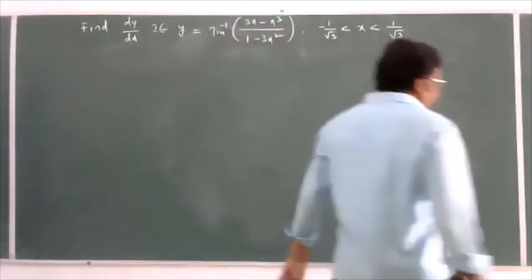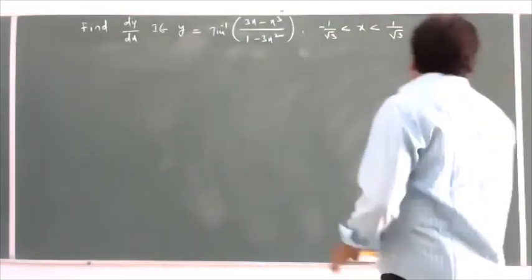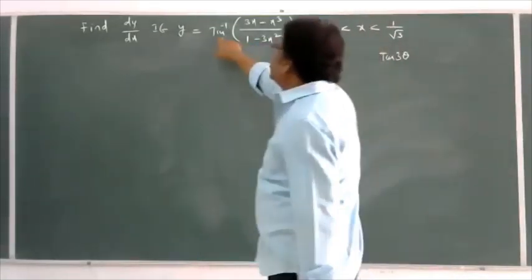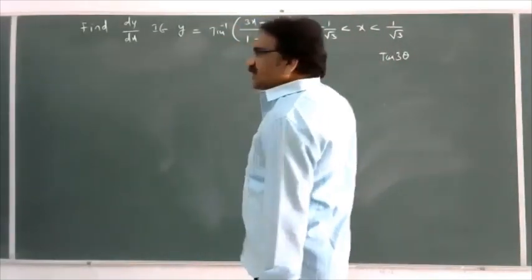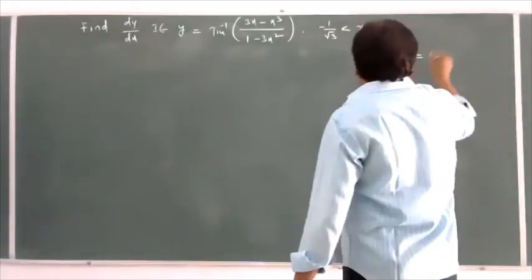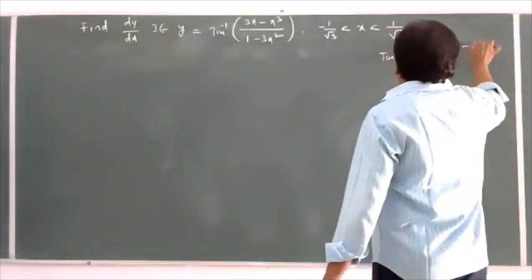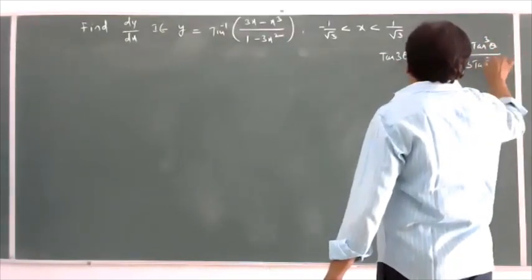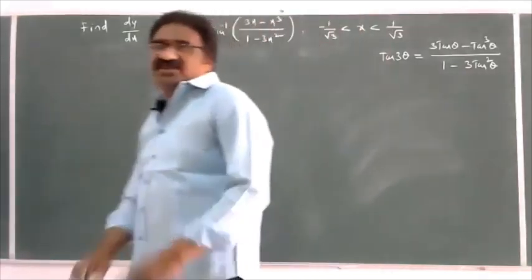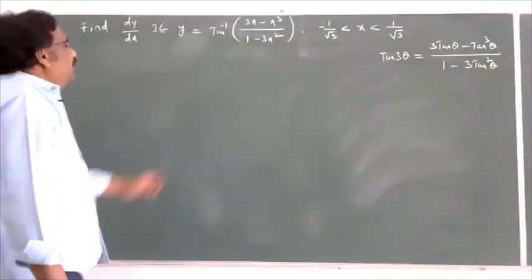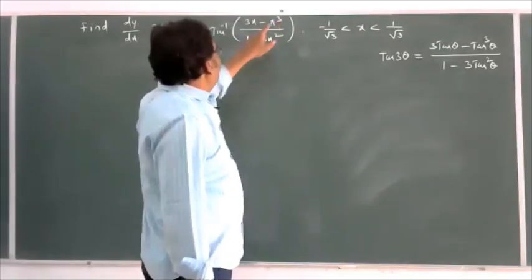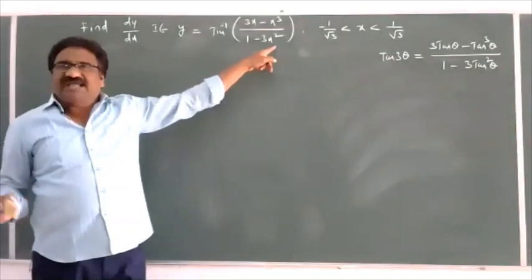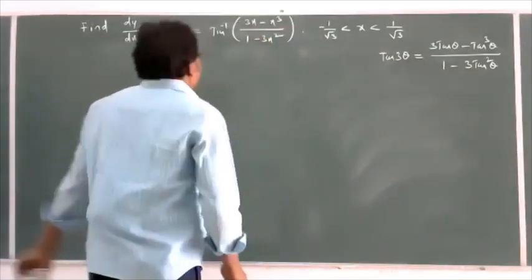Observe this problem. Here substitution is required. You remember the formula of tan 3 theta. Here tan inverse is given, so we require tan here. The formula of tan 3 theta is 3 tan theta minus tan cube theta by 1 minus 3 tan square theta. Here we are given 3x minus x cube by 1 minus 3x square, so we substitute x is equal to tan theta here.